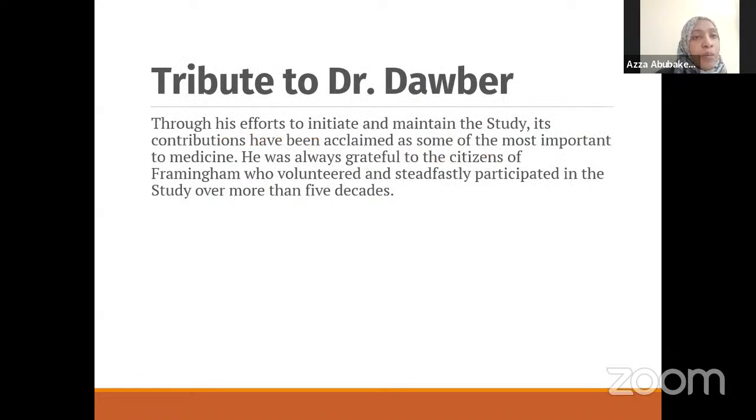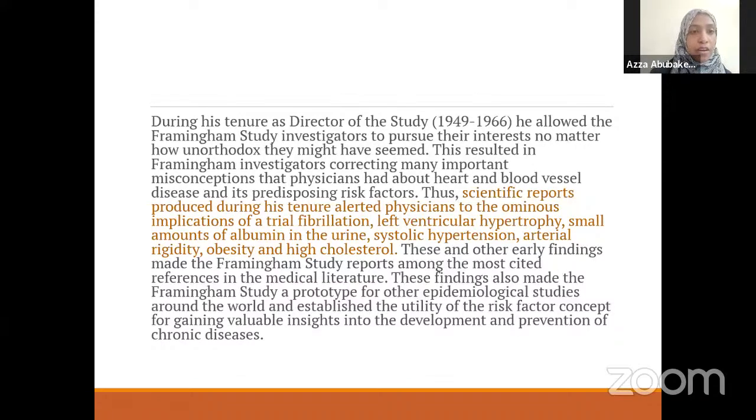So now I'm going to talk about Dr. Dawber. He also initiated and maintained the Framingham Heart Study, and he worked on the study for over 5 decades. They have a tribute to him on their website.